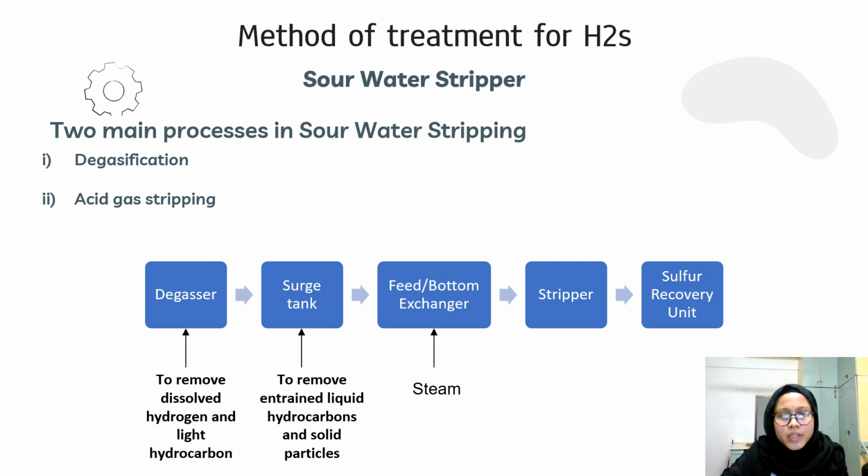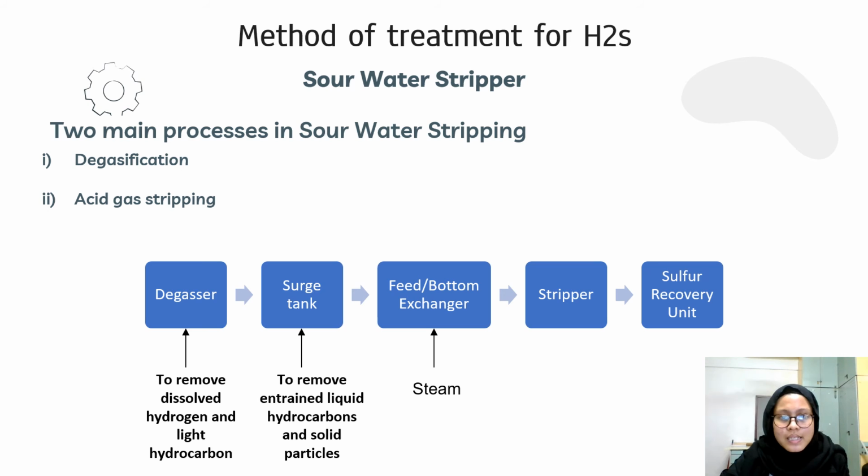In order to treat hydrogen sulfide gas, a method of treatment used is by using sour water stripper. In sour water stripping, there are two main processes, which are degasification and acid gas stripping. For degasification, sour water from feed stream is cooled and fed to a degasser or flash drum to remove dissolved hydrogen, methane, and other light hydrocarbons that are known as sour gas and is sent to sulfur recovery unit (SRU). Degassed water is later pumped into a surge tank, which aids the removal of entrained liquid hydrocarbons and solid particles present in the sour water.